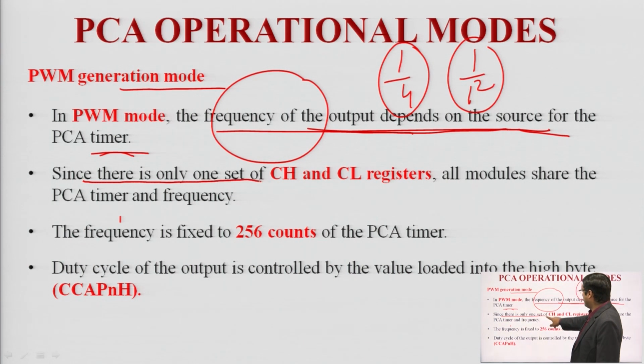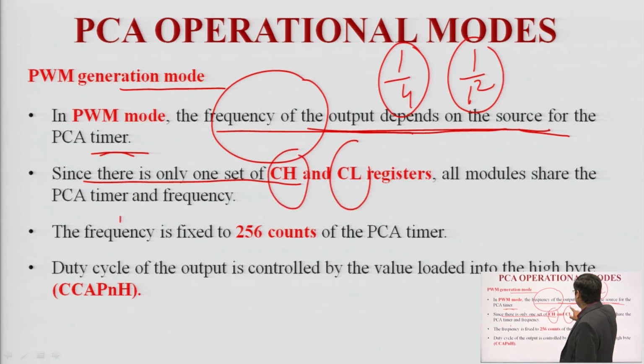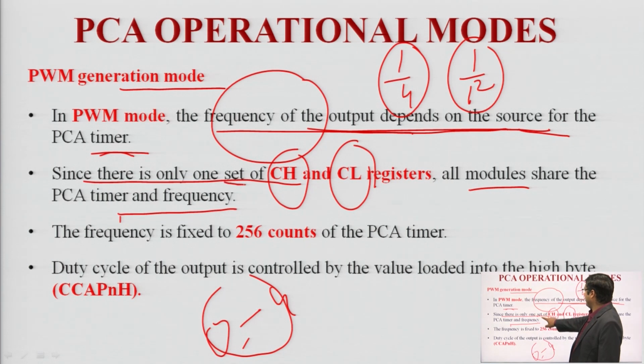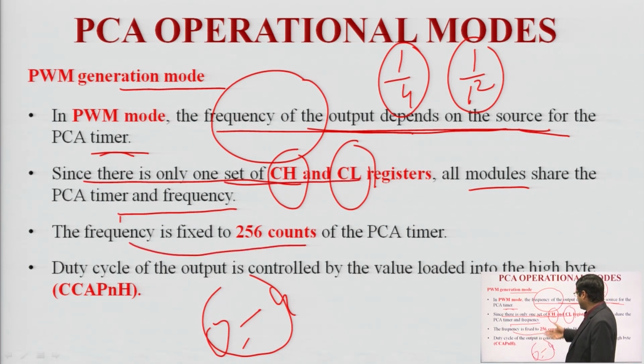Since there is only one set of CH and CL registers, because for each module there is only one set of operation, all modules share the PCA timer and frequency. For each particular mode, we have seen that there are 5 modules, 0 to 4. Each module shares only one set of CH and CL registers. The frequency is fixed to 256 counts.